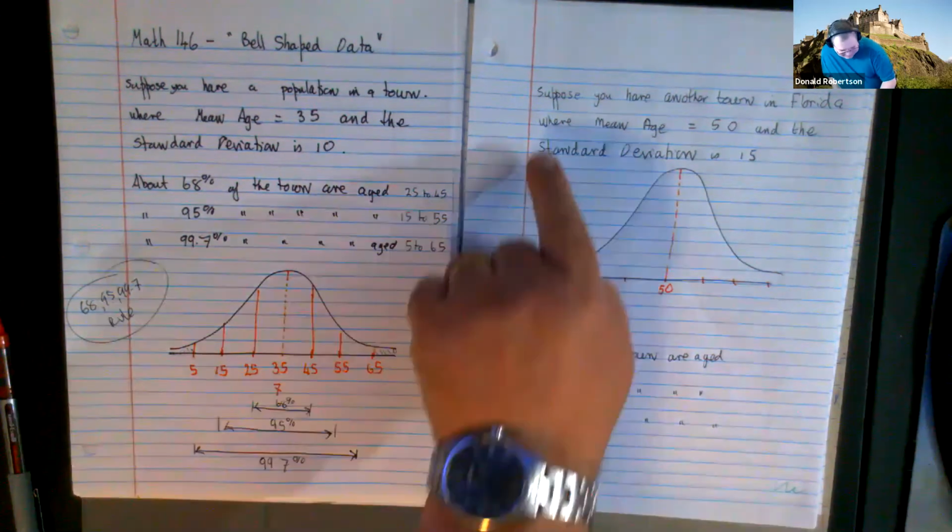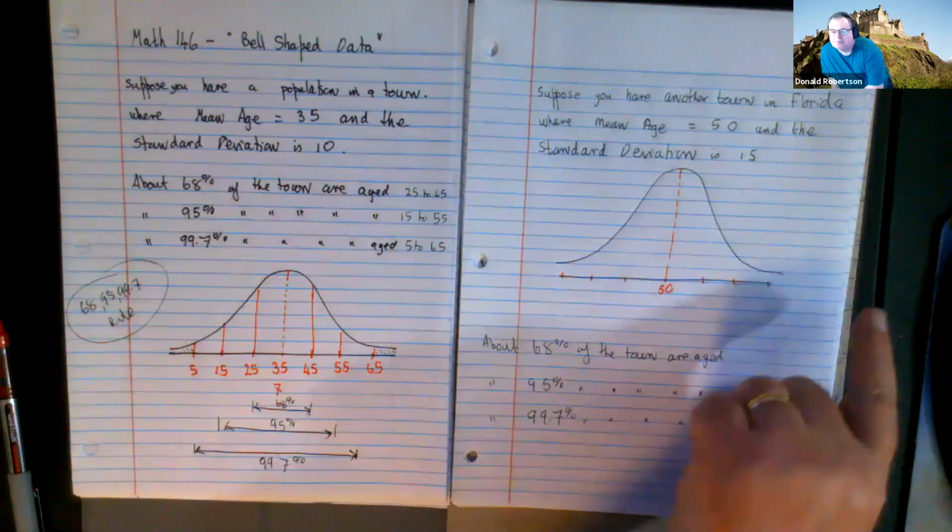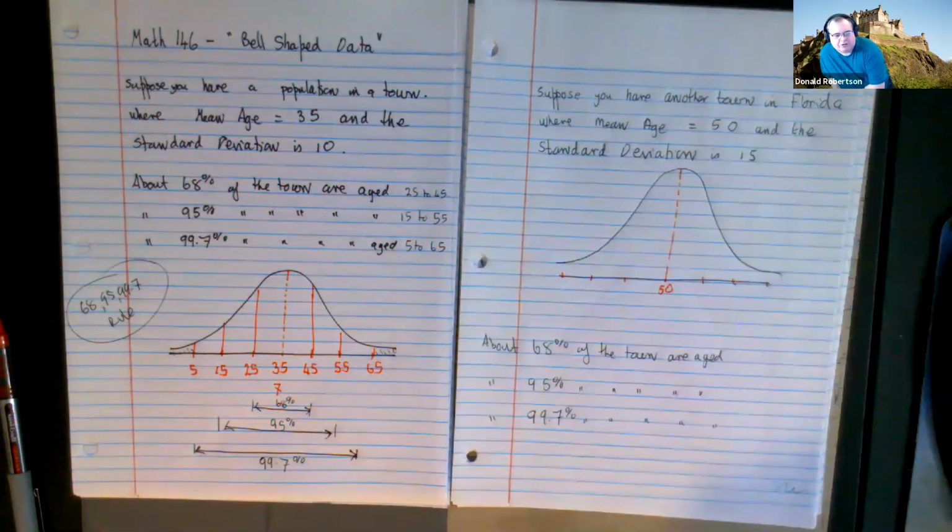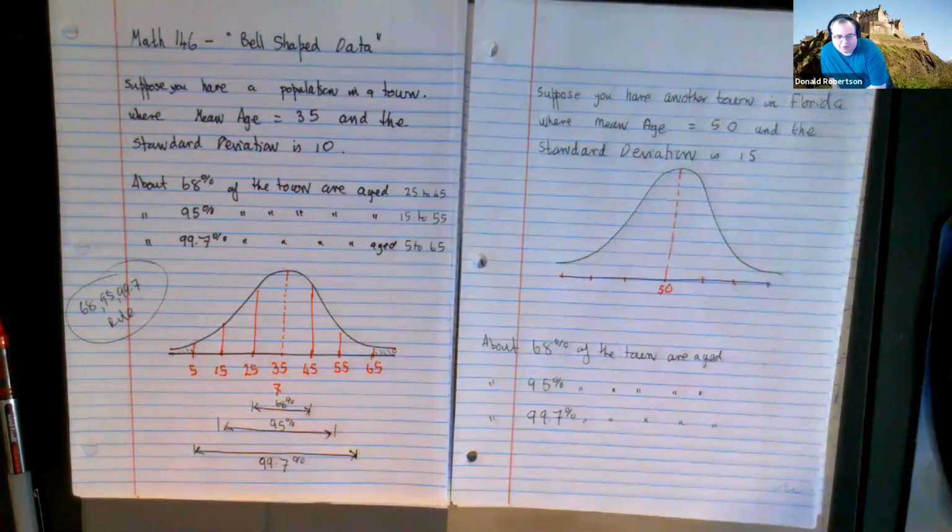Now, I've created a different town here, and this town is going to be in Florida. So this one would probably be in Silicon Valley in California. This town is in Florida. Does anybody know why I'm picking Florida? Isn't it like a retirement place? Most people there, yeah, so I've deliberately picked one. I'm making the numbers up, but here goes.